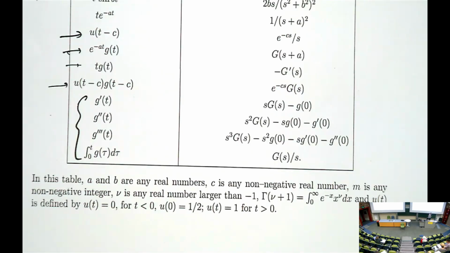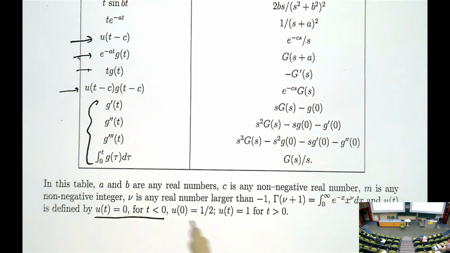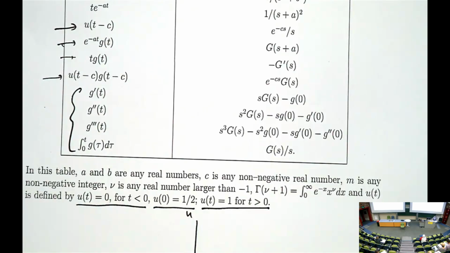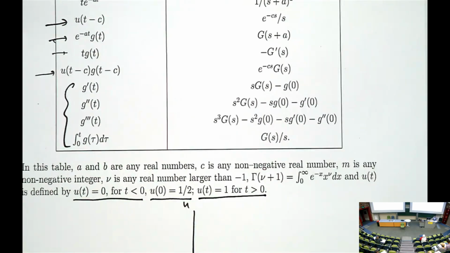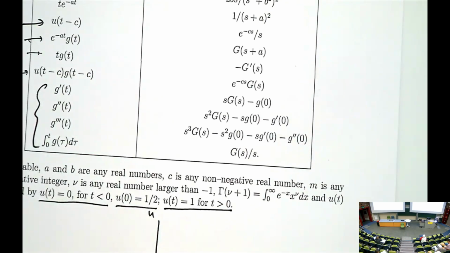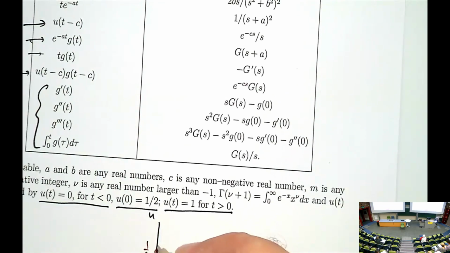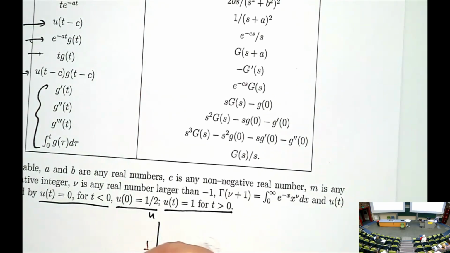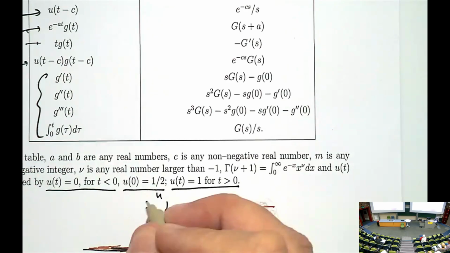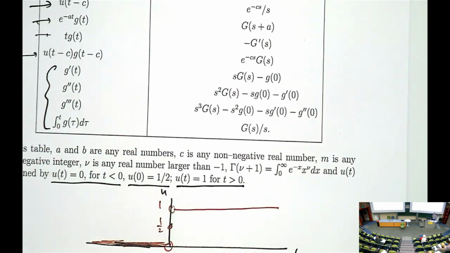Okay, let's have a look down the bottom. U is 0 for t less than 0. It's a half there, and it's 1 there. So let's see if we can do a picture. It's 0 here. It's half there. And it's 1 there. This is a very famous function.